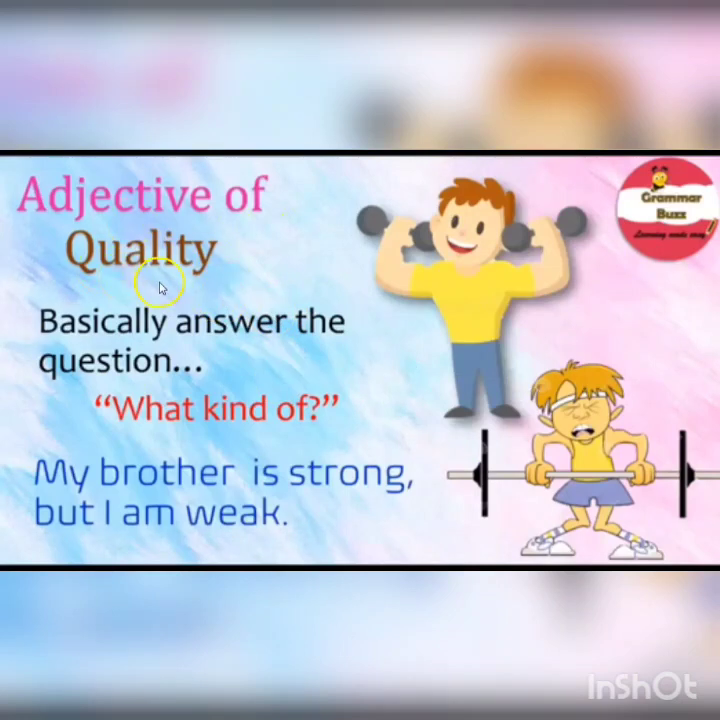An adjective of quality basically answers the question what kind of, what type of. So my brother is strong, I am weak. So what kind is my brother? He is strong. And what kind am I? I am weak. So such words which give you the quality of a person, place, animal or thing, such as strong, weak, these are called adjective of quality.